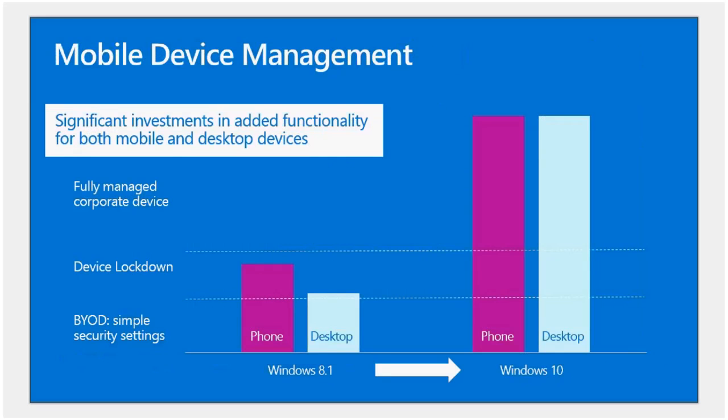So let's talk a little bit more about mobile device management. If we look at Windows 8.1 on the desktop, we had some basic MDM capabilities to address BYOD scenarios. If we look at the phone device, Windows Phone 8.1, we had some additional capabilities for device lockdown. But we still really didn't get to a point where we thought that the MDM capabilities could provide the type of functionality that most organizations would expect for a fully managed corporate device. With Windows 10, both on the desktop and on the phone, we think we'll get there.